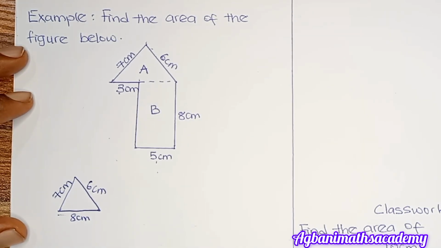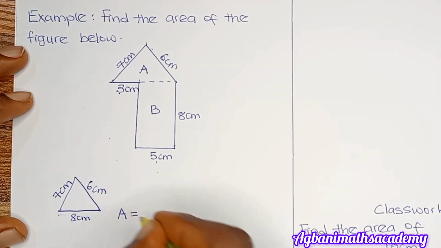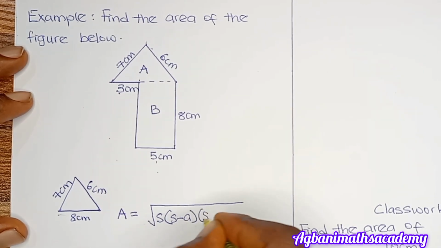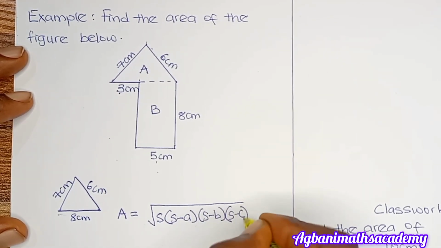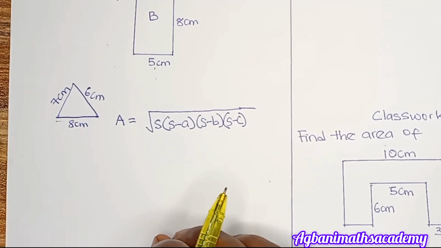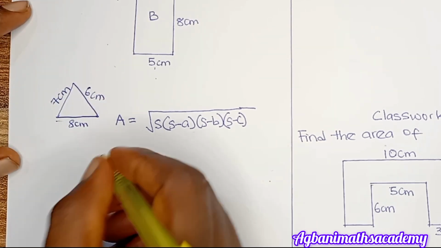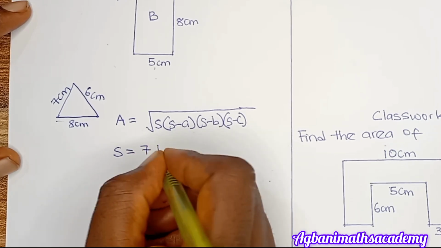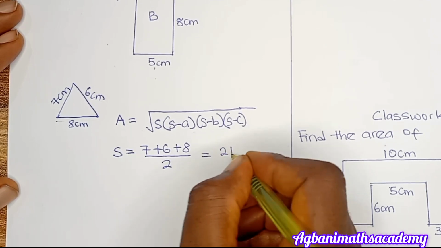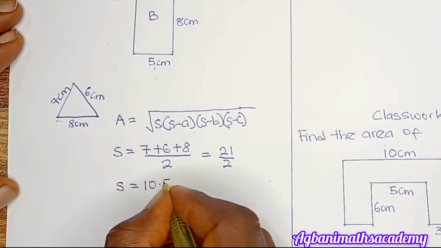But for us to do that, we are going to follow this simple formula. The area of a triangle when the 3 sides are given is equal to the square root of s into s minus a into s minus b into s minus c. So the question is, what is s? S is the semi-perimeter of the triangle. Semi-perimeter means add all the sides of the triangle and divide by 2. So s is equal to 7 plus 6 plus 8 all over 2. This gives us 21 over 2, so our s in this situation is 10.5 centimeters.